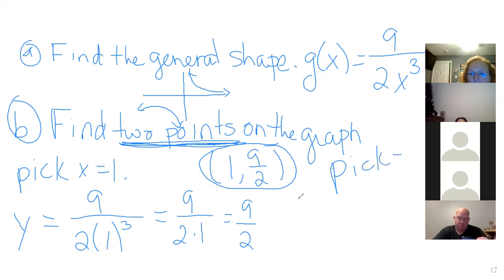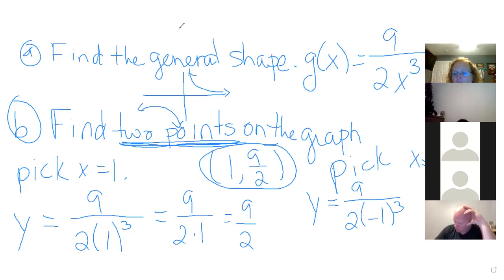Next one that we're going to do, we're just going to pick x is -1. Oop, I ran out of space right there. That doesn't look like that. Let's get rid of this. So if x is -1, we'll do the same thing. Y is 9 over 2 times -1 cubed.